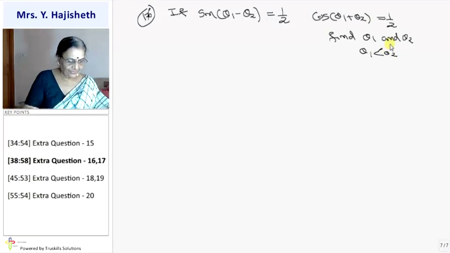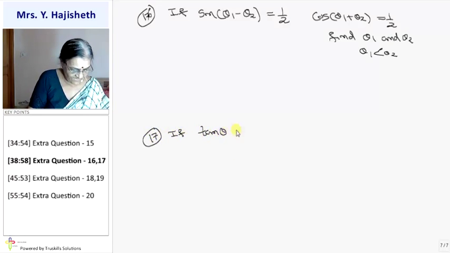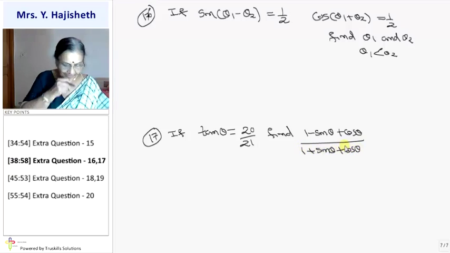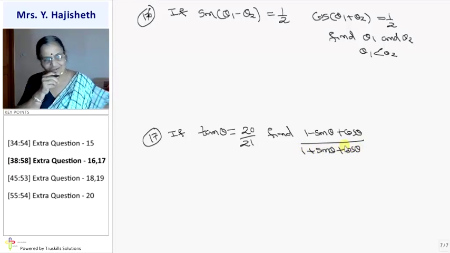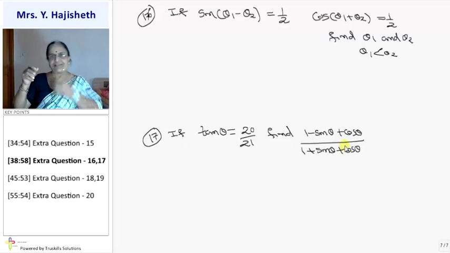You try this. And another sum is 17: if tan theta is 20 by 21, find 1 minus sin theta plus cos theta upon 1 plus sin theta plus cos theta. Or they can ask you, prove that this is equal to 3 by 7. That way also they can give you. Instead of find, they can give you, prove that the answer of this is 3 by 7, like that.